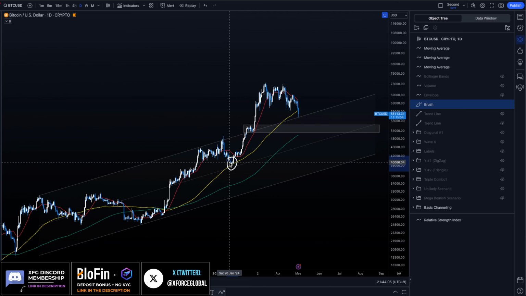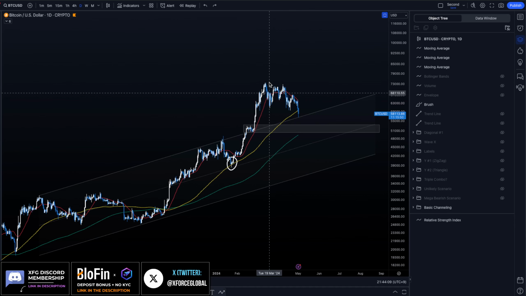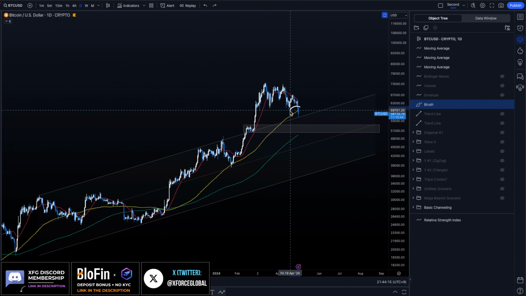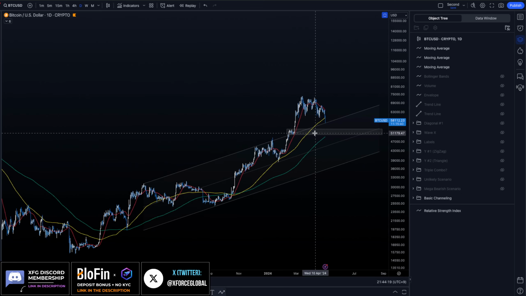This was our first breaker and support that we came back and we went all the way up to continuing that bull market. But now we're retesting a second time, and at this time of recording, looks like it's going to be closing below it, but we still have 12 hours or so before the daily closes.